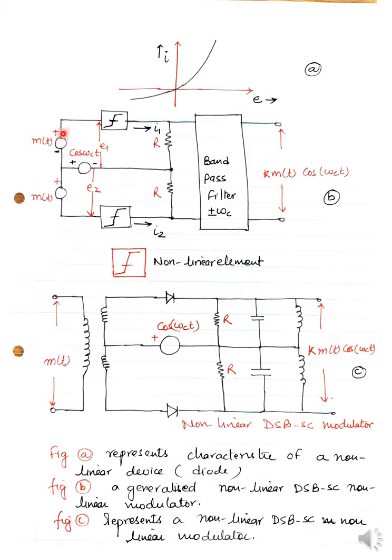You apply a potential here, current flows through R and it comes here. Here again it goes like this. So current is i2 in this direction, and then a band pass filter centered at ±ωc is used, and the k term comes from these non-linear elements in some way. So it will be k m(t) cos ωct.